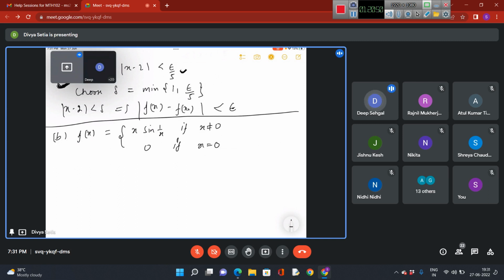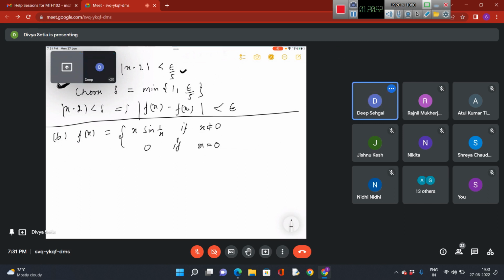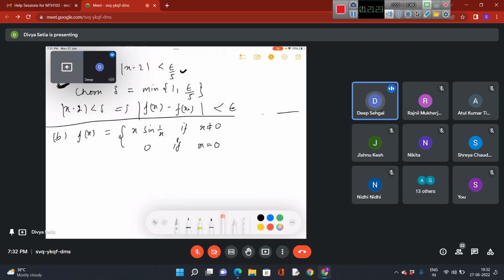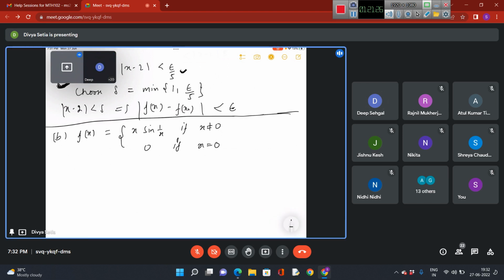Continuity proof by epsilon-delta definition. I think we've done this already. This is continuous at 0. There we proved it is discontinuous. The function was not the same. That involved some root x, I guess sine 1 upon root x. Or if it was here, it is something else. This function is continuous at 0. Yeah, it was sine 1 by x square. Here it is continuous.